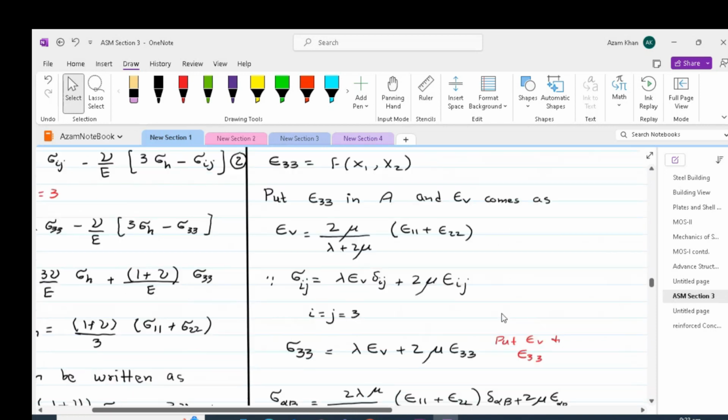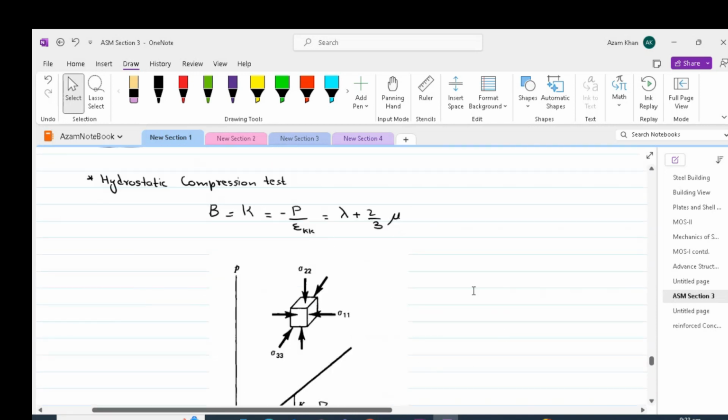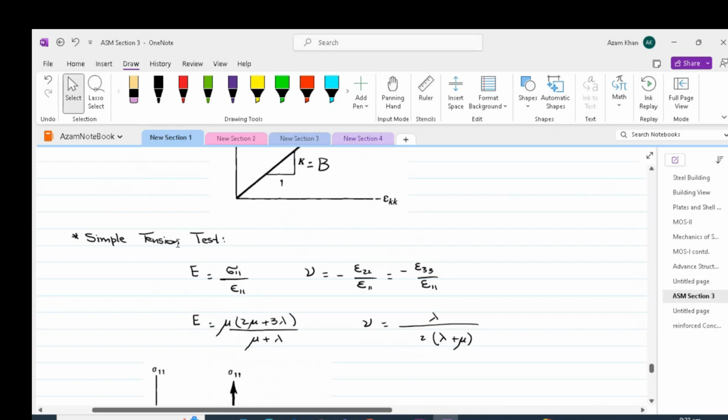So epsilon V is the volumetric strain, which is taken as epsilon kk over here. So that is one test which will give us the bulk modulus. The other test is the simple tension test. In this test, we can find out the Poisson ratio very straightforwardly.